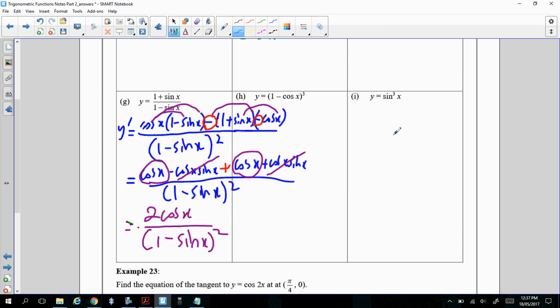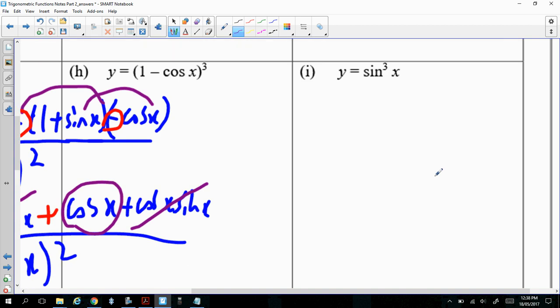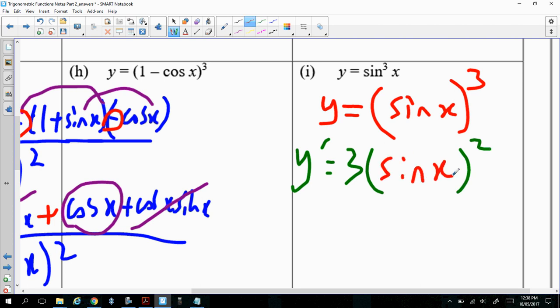All right, let's skip h because we ran out of space and also ran out of time. So I'll just do i with you. i and h are very similar. So you just write it like this, sine x cubed. So now you know you have to use the chain rule. So y dash, you bring the 3 down like this. No change to the inside. And then you must differentiate sine x, which is cos x. That's it, done. The answer will be 3 cos x sine squared x.